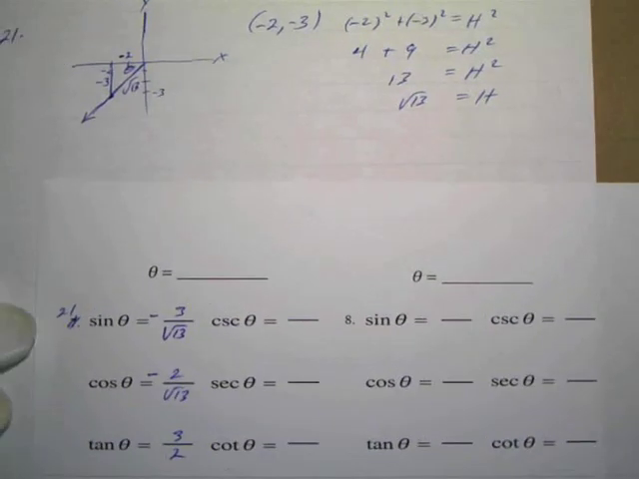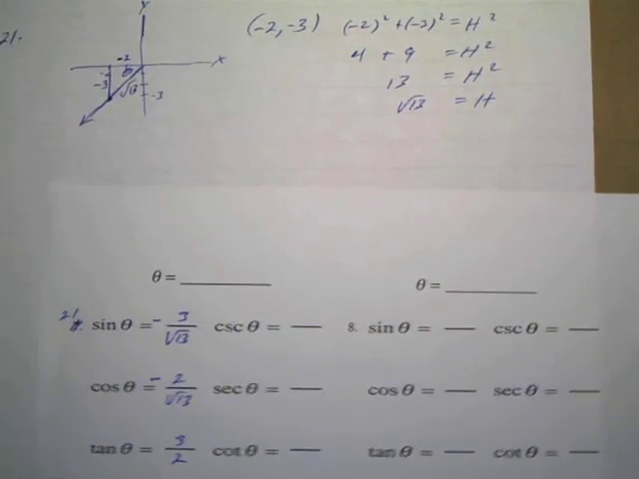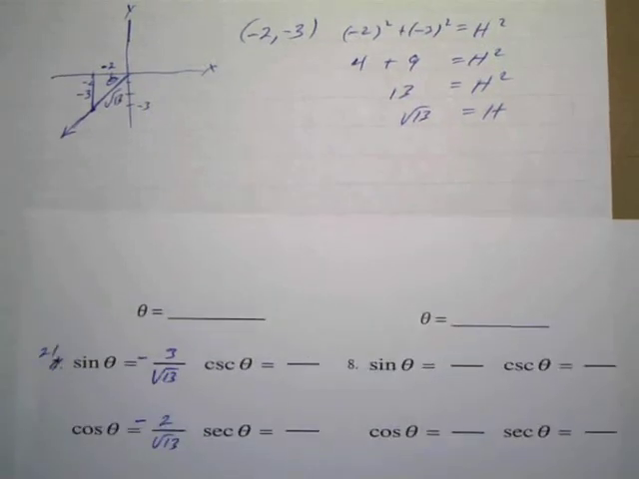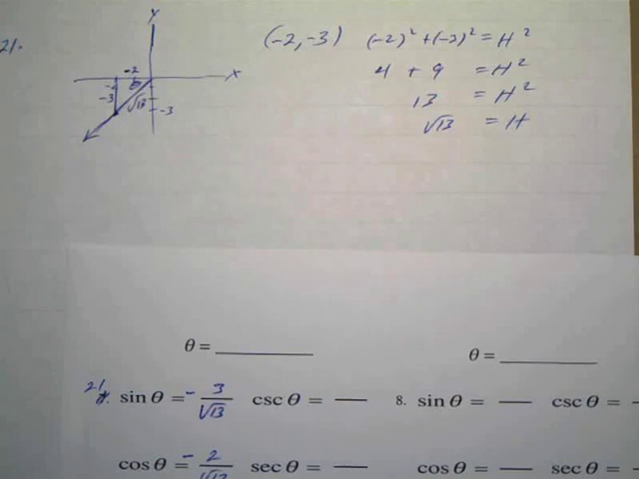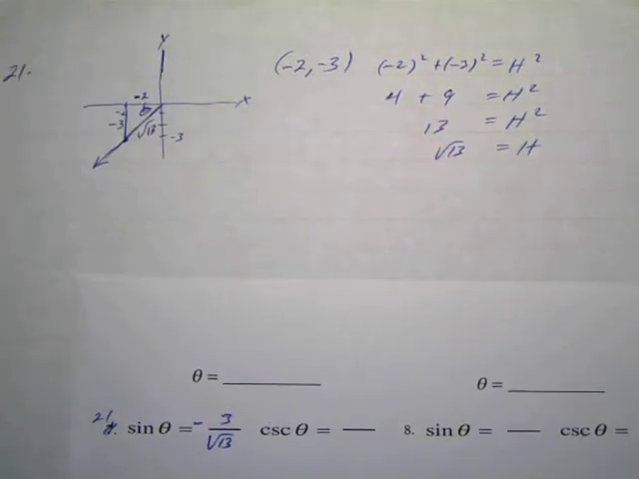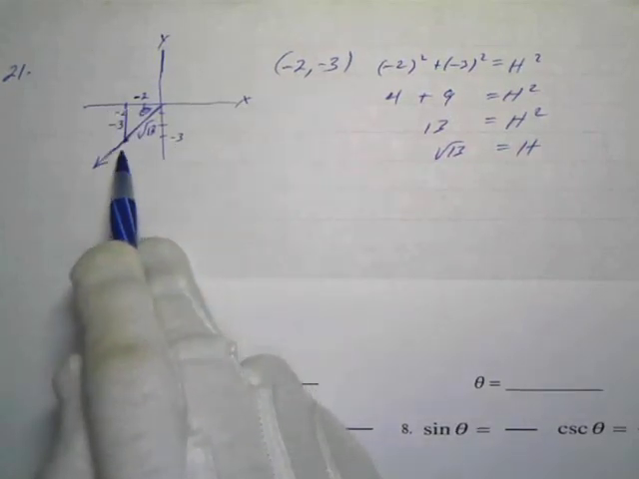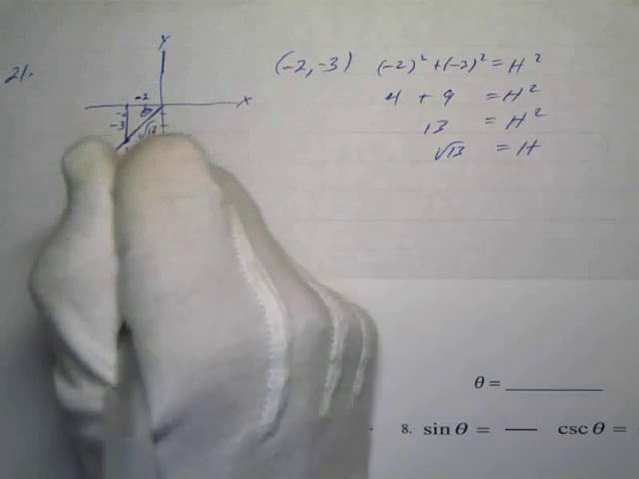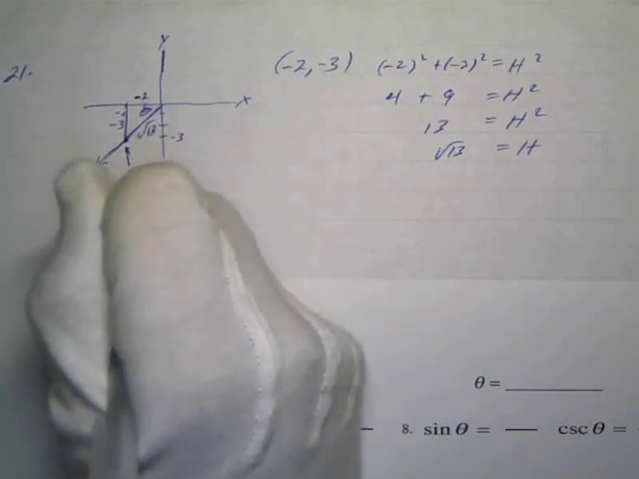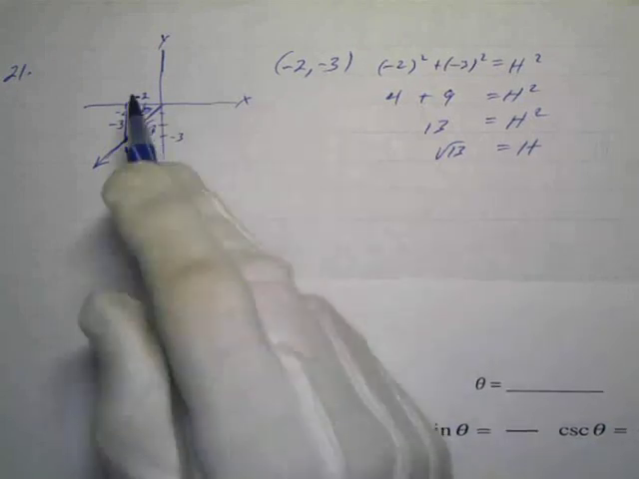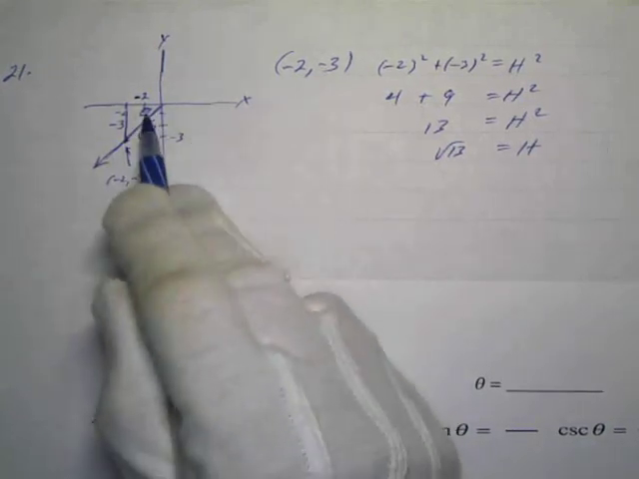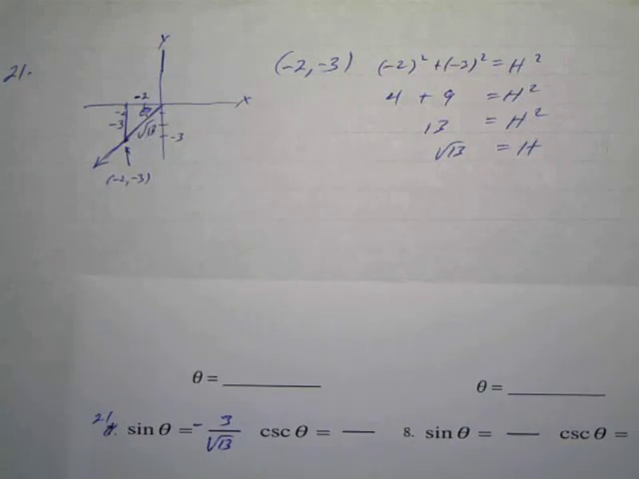So see how we get those. I hope you can see that, a little triangle I drew. It's kind of small. See if I can zoom in a little bit. So there's my triangle there. There's my (-2, -3). That's my point. So there's your triangle: opposite side, adjacent side, and hypotenuse. Okay?